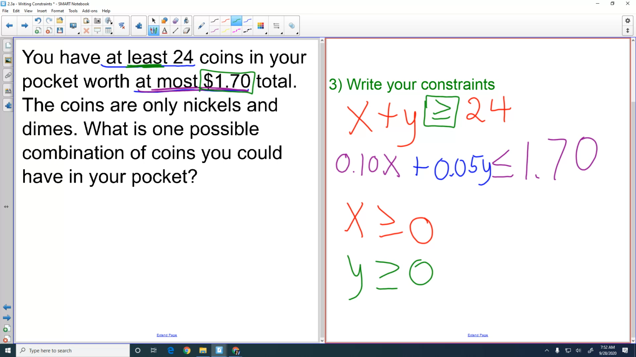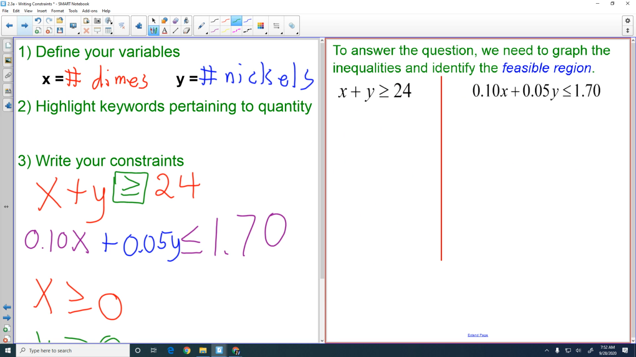All right, now what do we do with these things? So we're going to graph these inequalities. We've got technically 4 of them. It's a system of inequalities now. I've got 4 inequalities. That's a system. So we're going to graph them. And we're going to identify this feasible region, which we did last week on Thursday. And then we just find any point in that feasible region, and that's going to be various possible combinations of nickels and dimes in this scenario, okay?